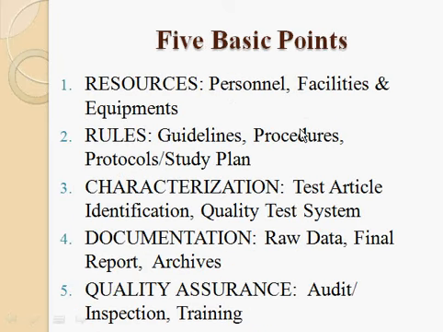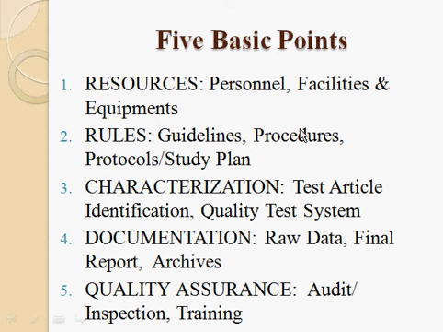So GLP has 5 basic points which are very important if some organization would like to get GLP accreditation for their organization. These are resources. What are the resources? Resources are personnel, facilities and equipments. Adequate personnel, adequate facilities and adequate equipment should be available for the conduct of studies.